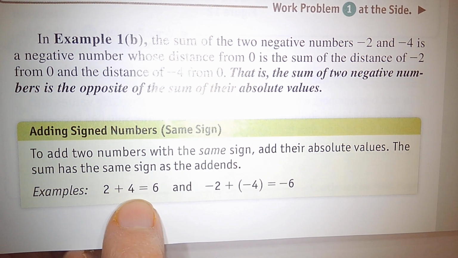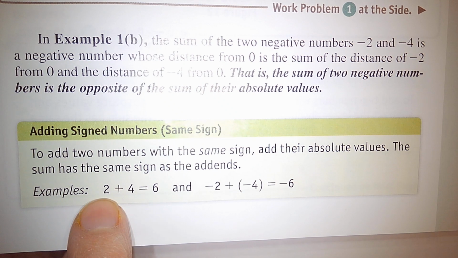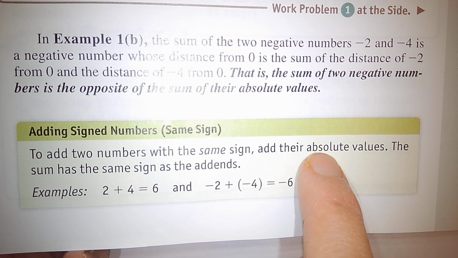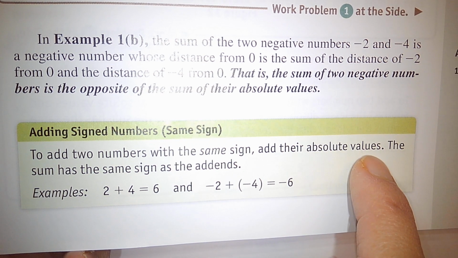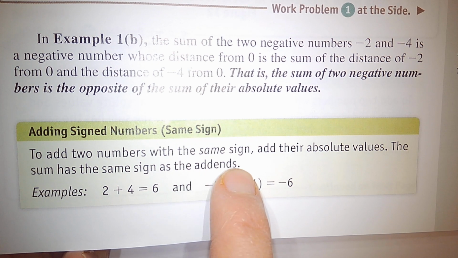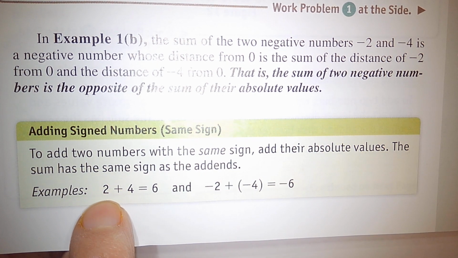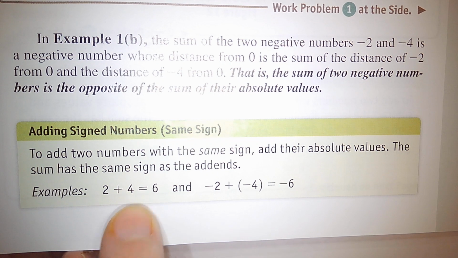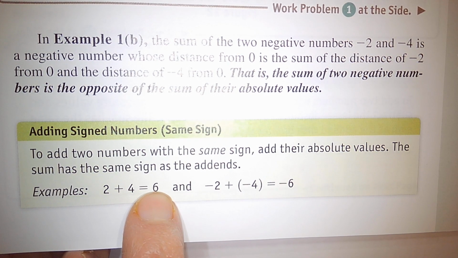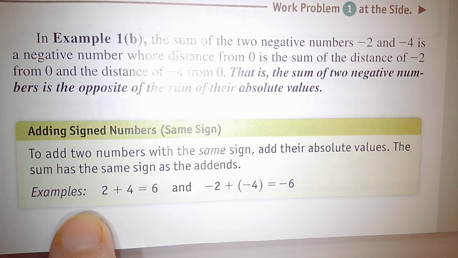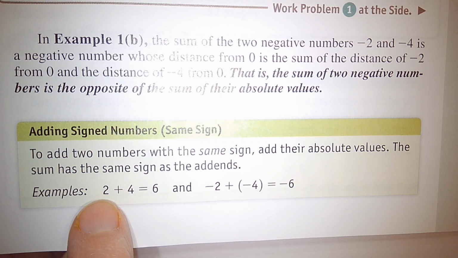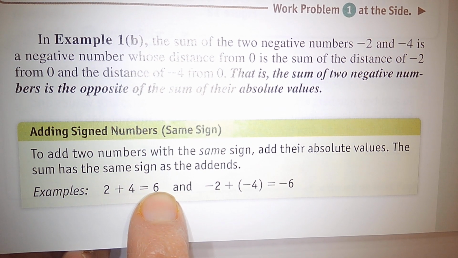so 2 and 4, they're both positive, right? So what do we do? Add up their absolute values, and then the sum has the same sign as the addends. What's an addend? 2 and 4, they're both addends, right? So when we are adding them up, 2 and 4 have the same sign, so eventually the result must be positive as well. And we add up the absolute value of 2 and the absolute value of 4, they're 2 and 4, so that gives us a 6.